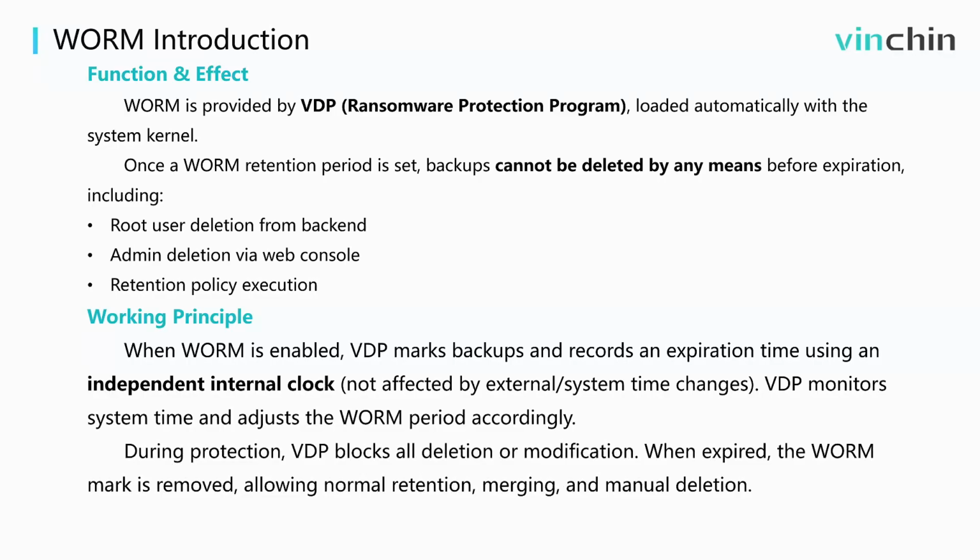So when WORM is enabled, VDP marks backups and records an expiration time using an independent internal clock. VDP monitors the system time and adjusts the WORM period accordingly. During the protection, VDP blocks all deletion or modification. When expired, the watermark is removed and it allows normal retention, merging, and manual deletion.